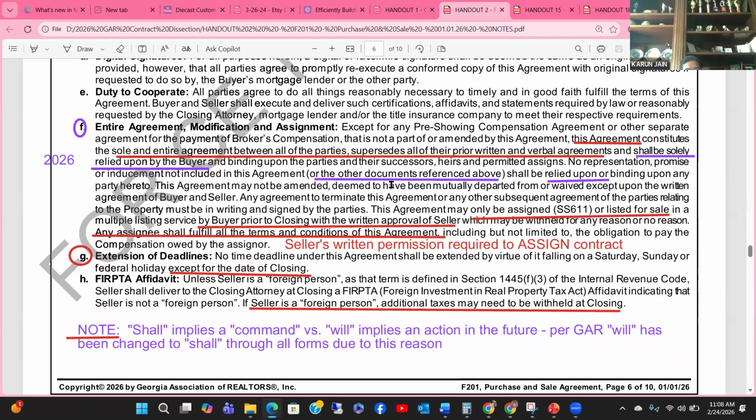Entire agreement. What I have here for you guys that is important for y'all working with, a couple things. One is this agreement is the sole and entire agreement between the parties and supersedes all prior written and verbal agreements. Additionally, the buyer shall rely upon anything relied upon by the buyer, and it is binding upon their heirs if they pass away, and so forth. There's no outside agreements. All documents are referenced and relied upon.